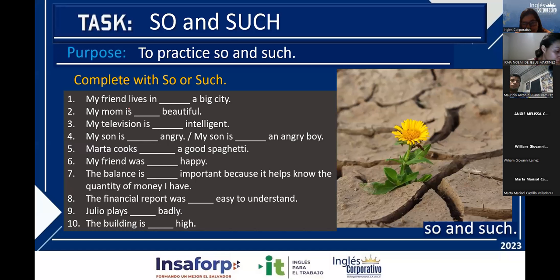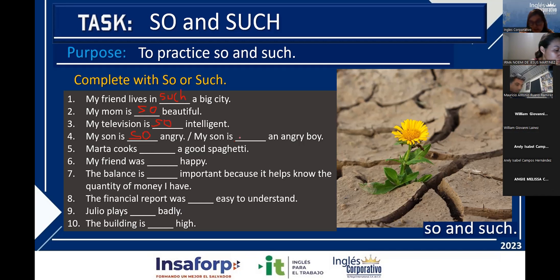Let's see. Number one, my friend lives in such a big city. My mom is so beautiful. My television is so intelligent. So intelligent. My son is so angry.